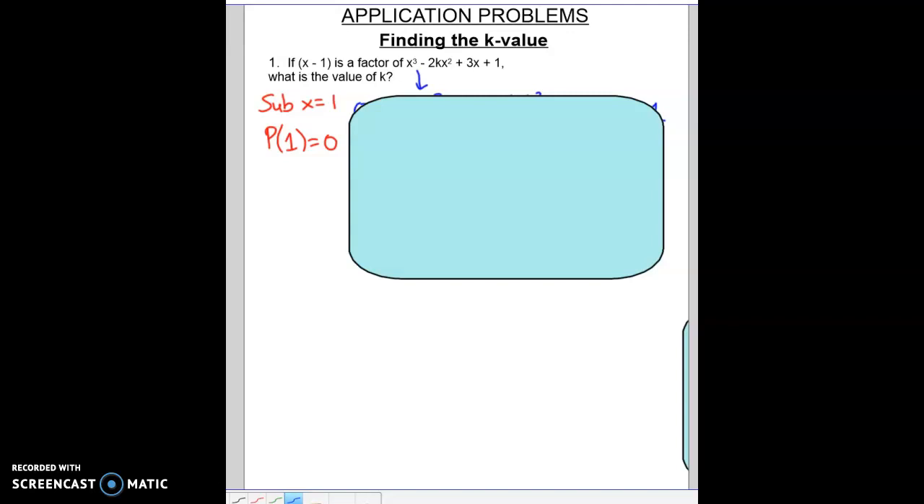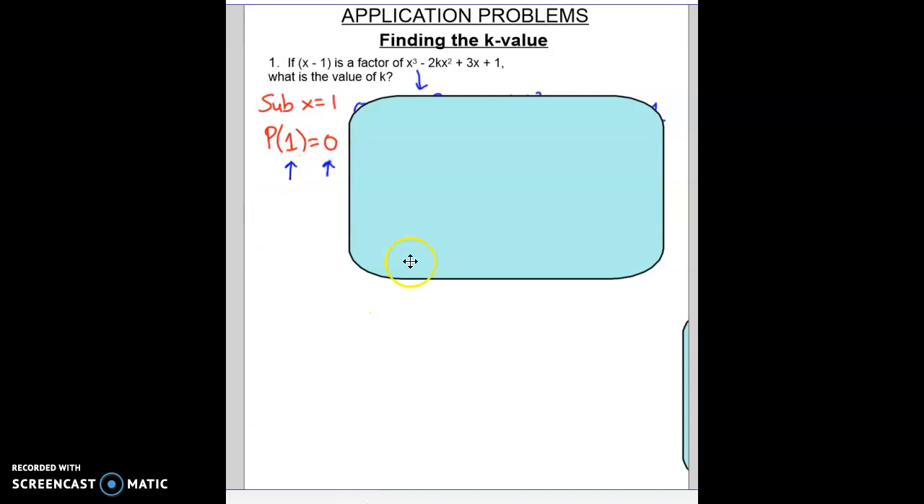So the first step is to remember that if something is a factor, it means that you have a remainder of 0. So you need to sub in a value for x to solve for the k value. So x is going to be the 1, and the answer has to be a 0.